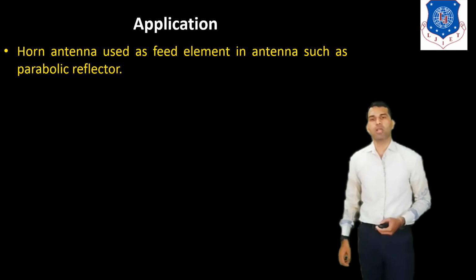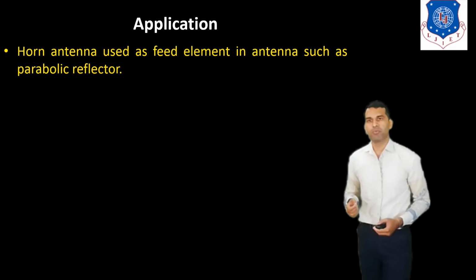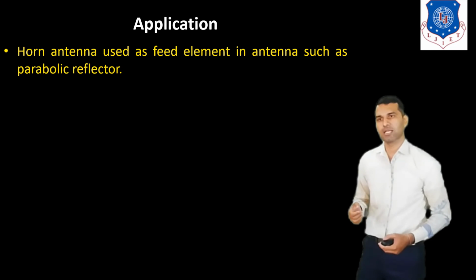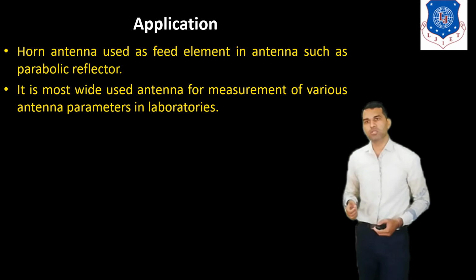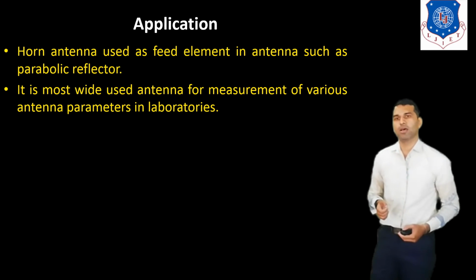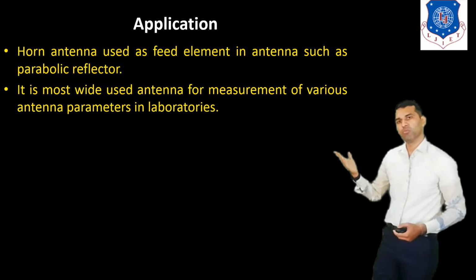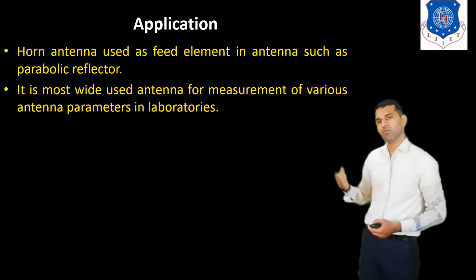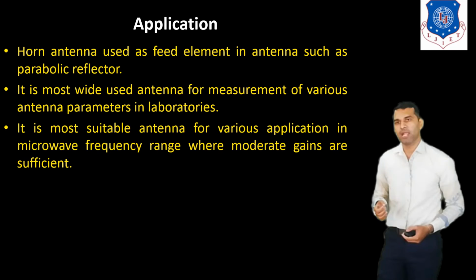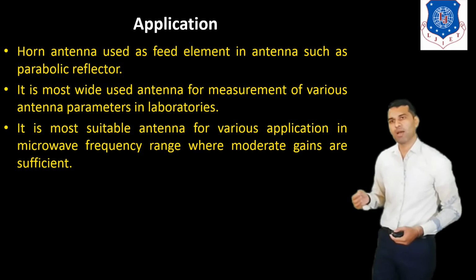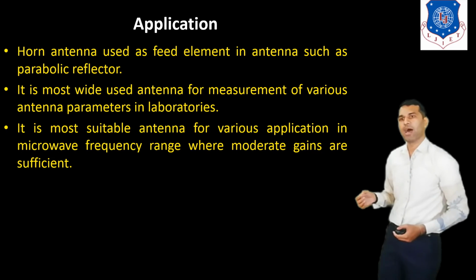And now we discuss the application of this antenna. Horn antenna is used as a feed element in antennas such as parabolic reflector. It is the most widely used antenna for measurement of various antenna parameters in laboratory. So to measure the different antenna parameters, we use this antenna. It is most suitable for various applications in the microwave frequency range where moderate gain is sufficient.